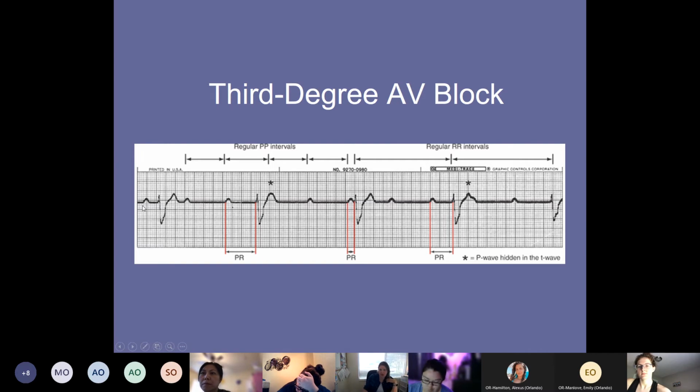We have to look at the PR intervals. So I see one here, it's greater than 0.20. I see one here, it's dropped. I see one here, it's really long. I see one here, it's short. There is no correlation between my SA and my AV node. This is a third degree AV block.